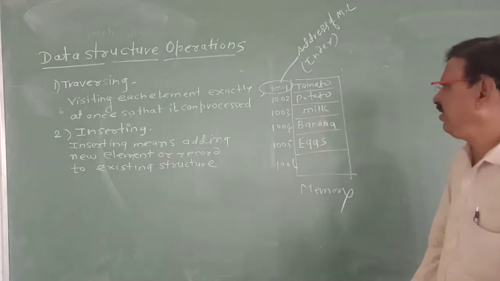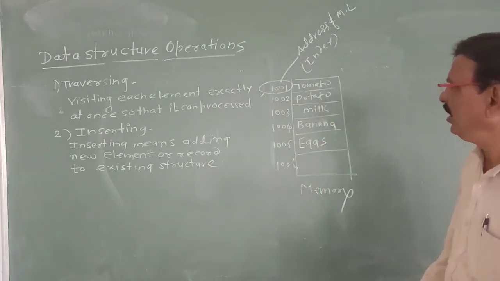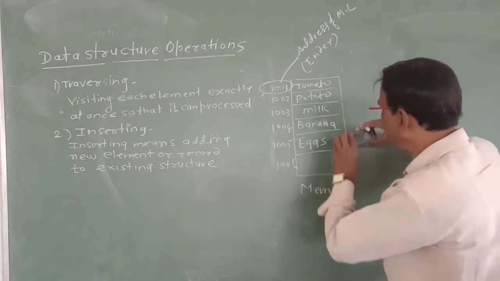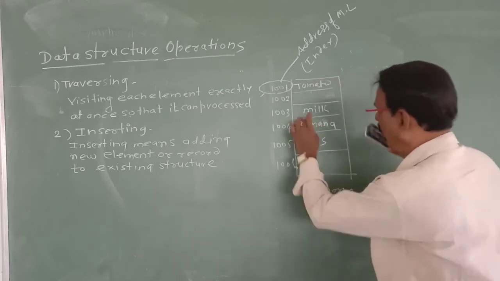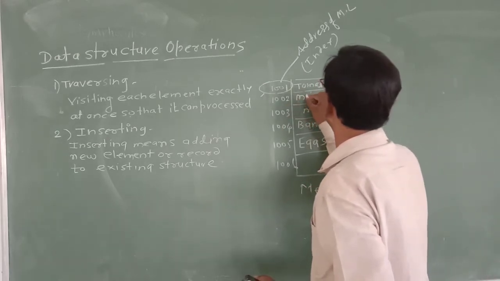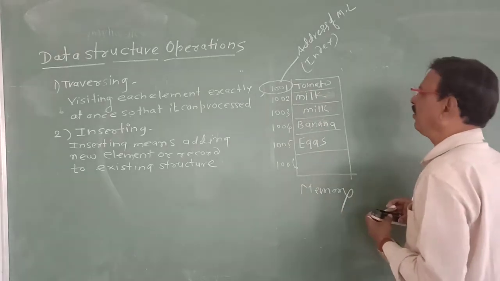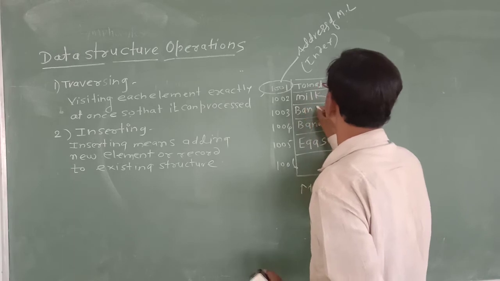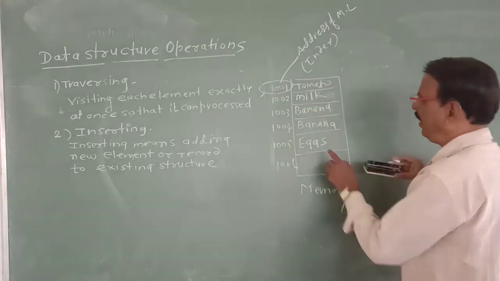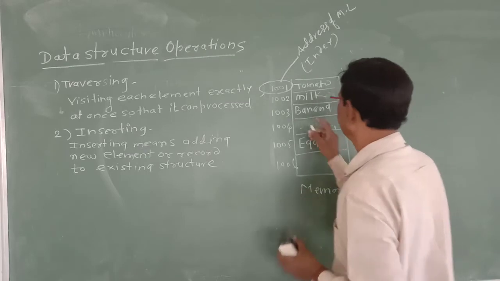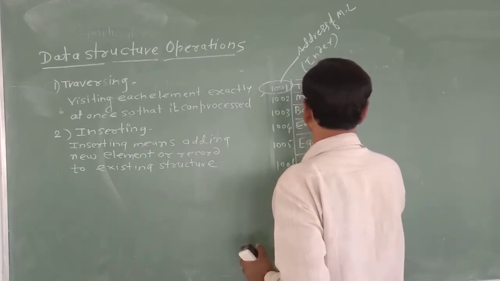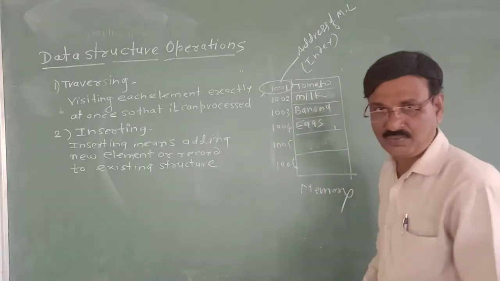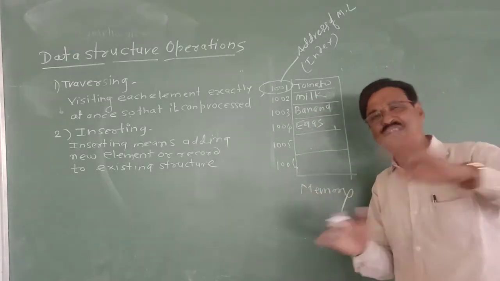Now it may be possible that one can say, delete the potato. So suppose we delete the potato, milk will come upside and banana will take the place of milk and eggs will take the position of banana, and here eggs has already taken its place. Now see the list. Potato is deleted.